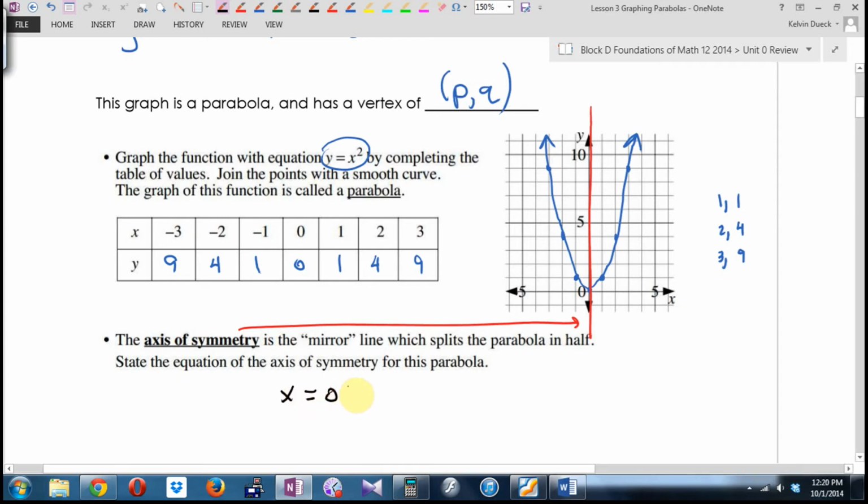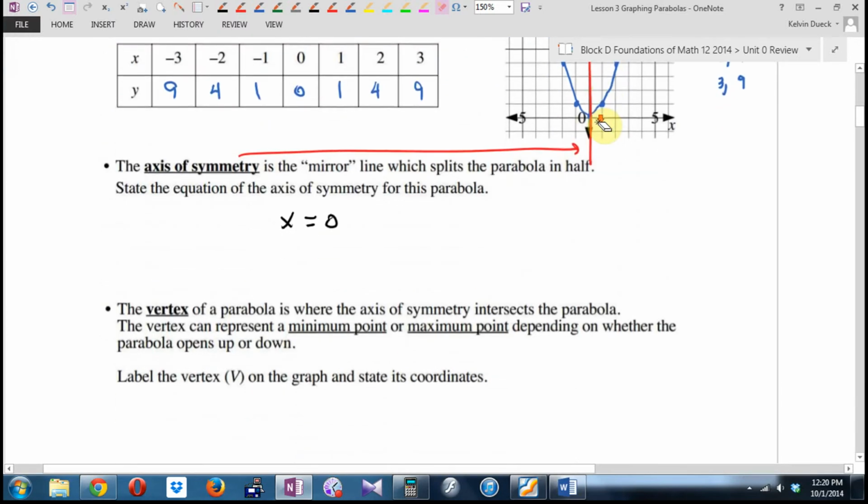That's the equation of this line's axis of symmetry. I don't care what height it is, but no matter where I am, do you know how far left I've gone? 0 left, right. The vertex is where the axis of symmetry intersects the parabola. That's a fancy way of saying it's the top or the bottom, depending on which way the parabola opens. Fancy word. It's the maximum or the minimum.